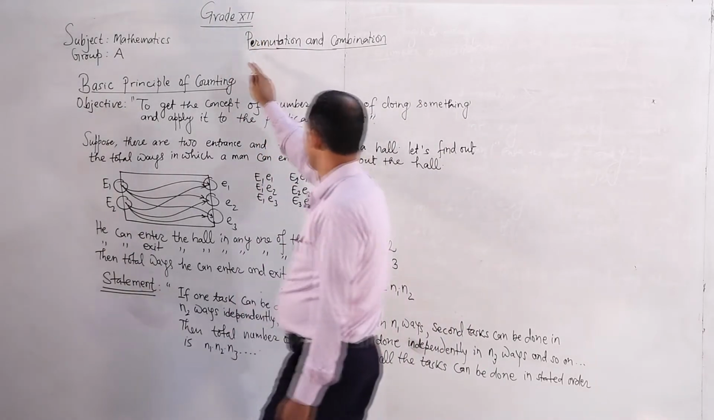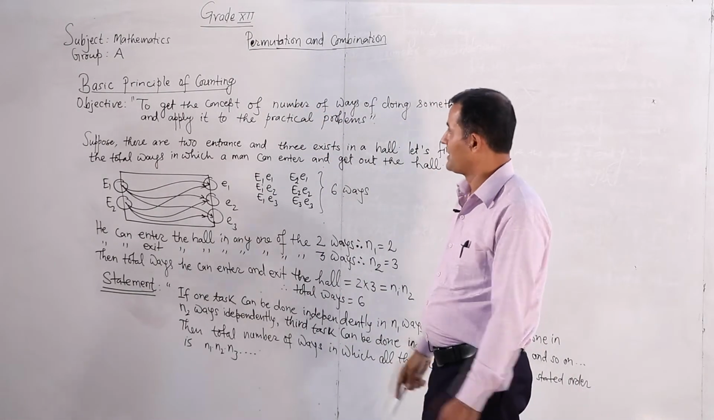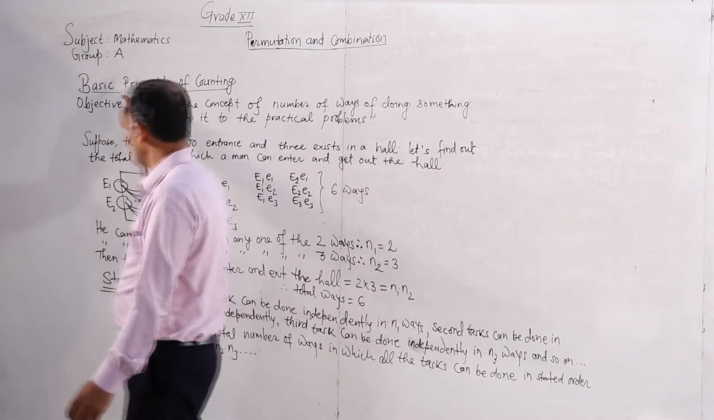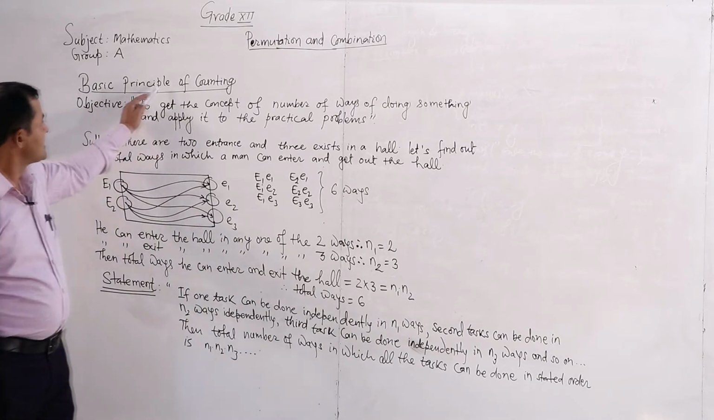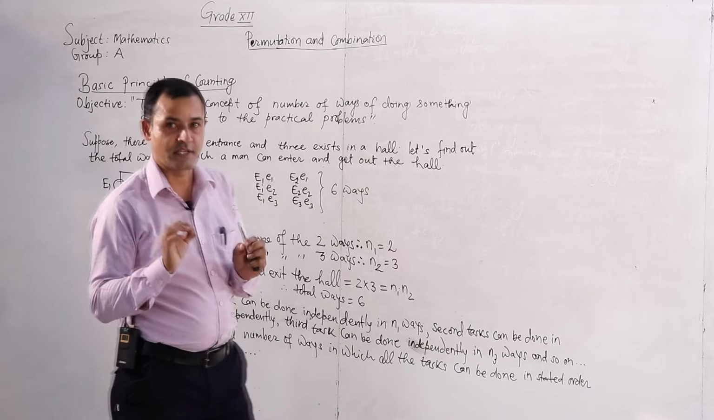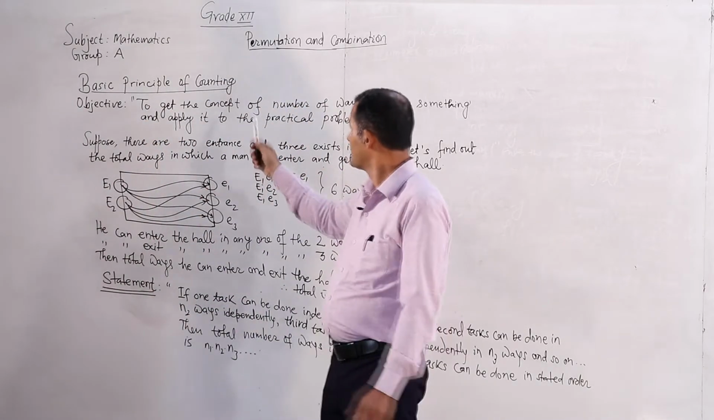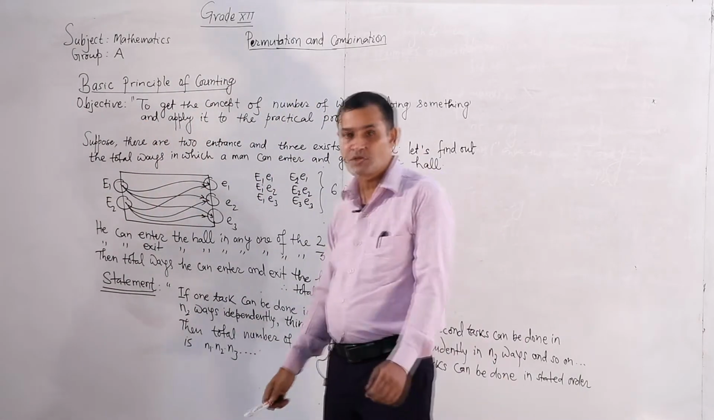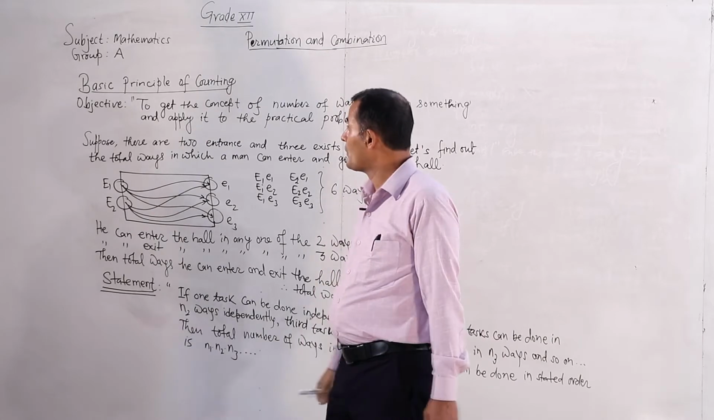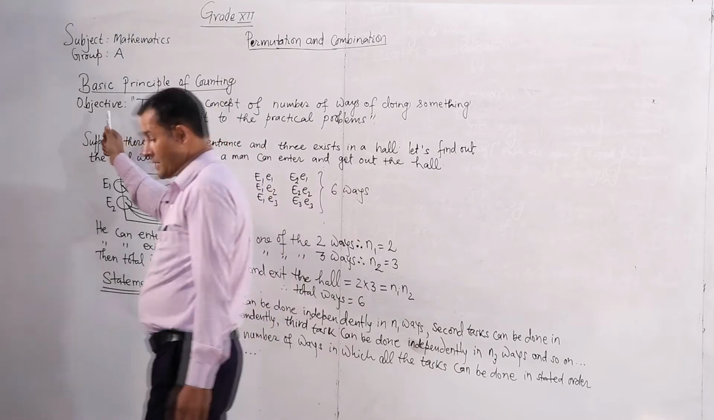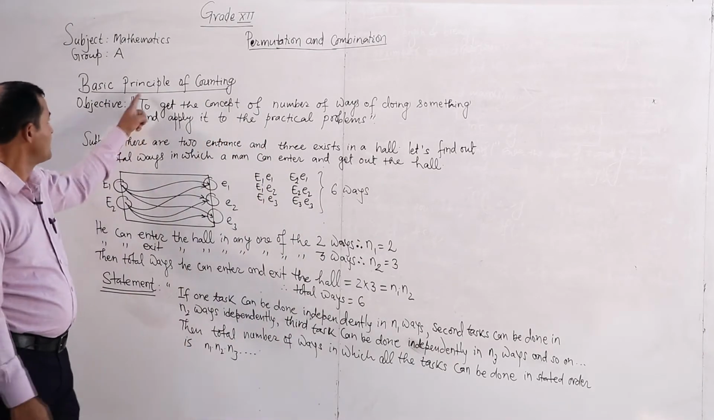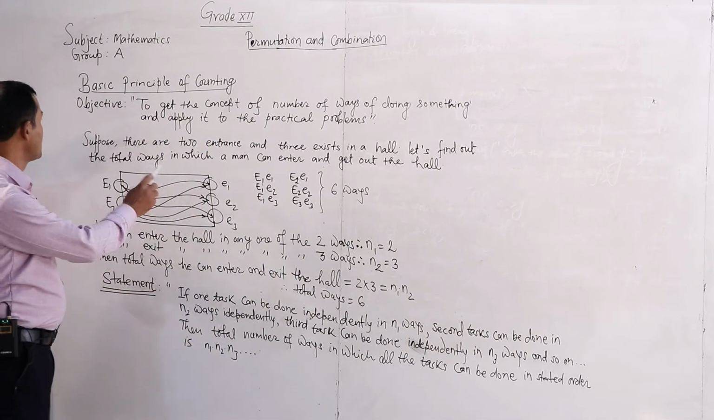Class grade XII, permutation and combination. Before starting this, the basic principle of counting, a concept for this, is very crucial. That's why we need to go through this. So I have determined the objective for the topic today.